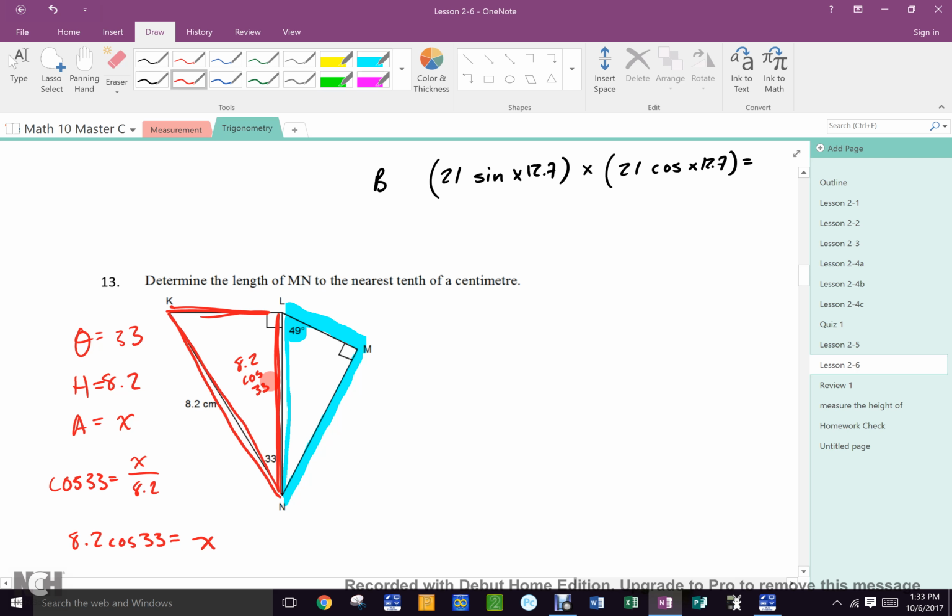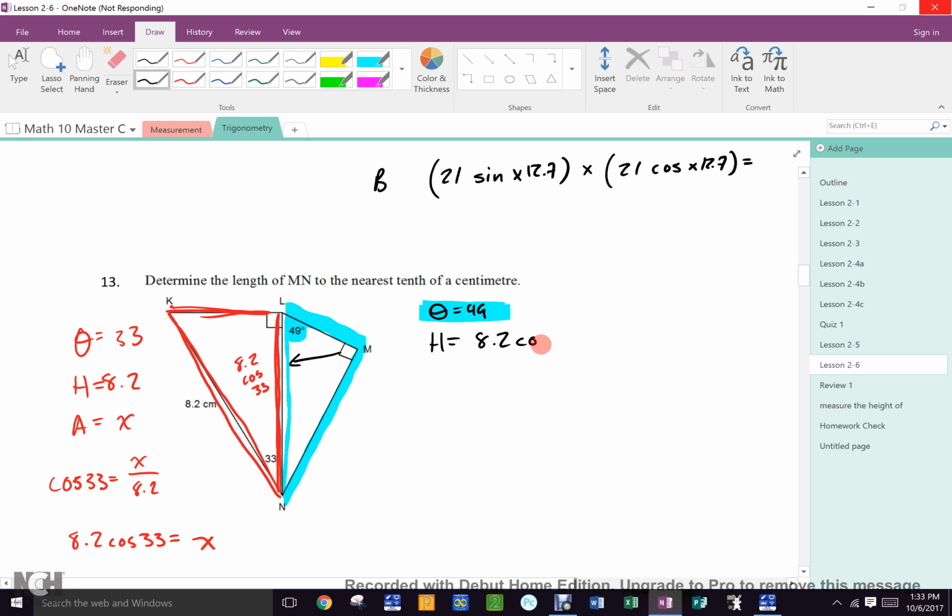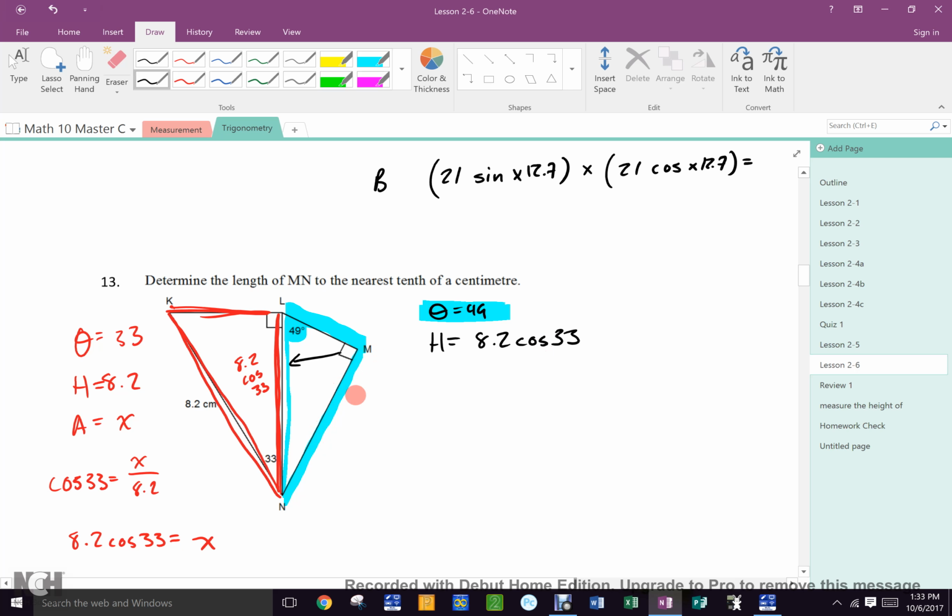Everyone agree? Okay. So in this triangle now, the blue triangle, do I have a theta? What is it? 49. What else do I have? What's that? It's the hypotenuse. Now we know that it's 8.2 times cos 33, don't we? Everybody agree? Okay. And what do I need? I need the opposite. There's my x. Everyone cool? So how would I fill that out?